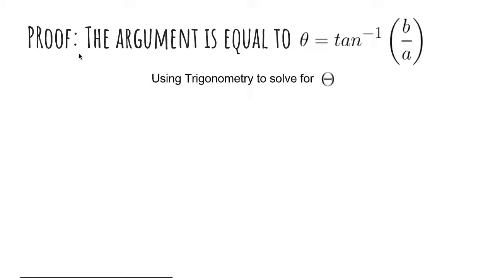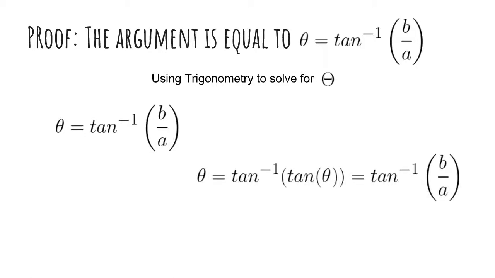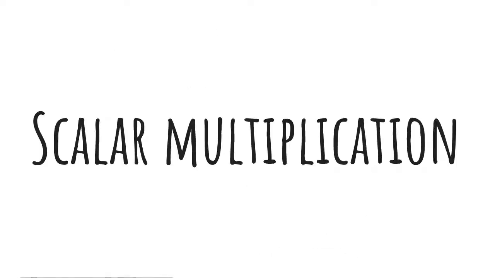Now we are going to prove the argument is equal to theta equals arctan of b over a. In order to prove that, we're going to use trigonometry. We start out with our equation, theta equals arctan of b over a. And from there, we are going to take tangent of both sides, which reduces back down to our equation, proving that it is correct. Now, we're going to move to scalar multiplication.